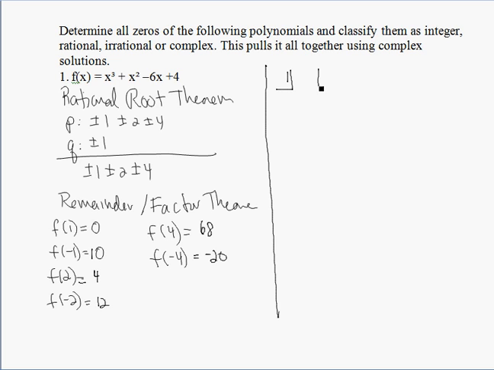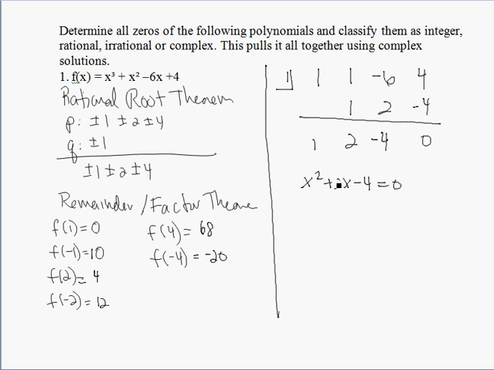So I put 1 in the corner, write down the coefficients of the polynomial in descending order. 1 comes down, I multiply 1 times 1 is 1, I add those, I get 2, 2 times 1 is 2, -6 and 2 is -4. 1 times -4 is -4, and that gives 0.